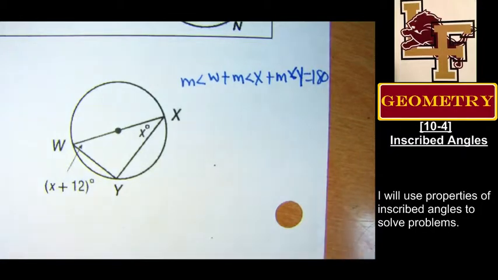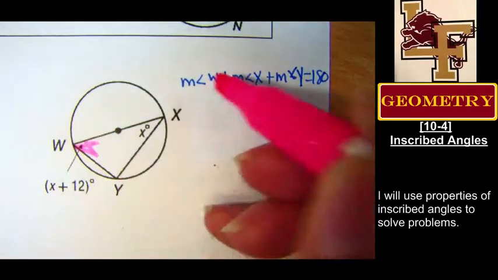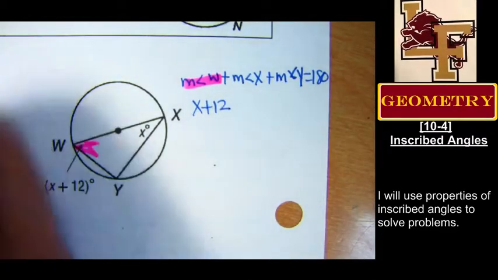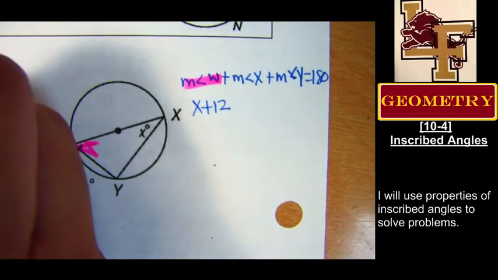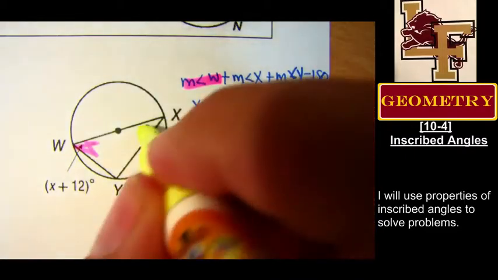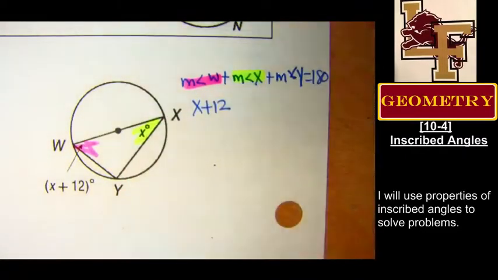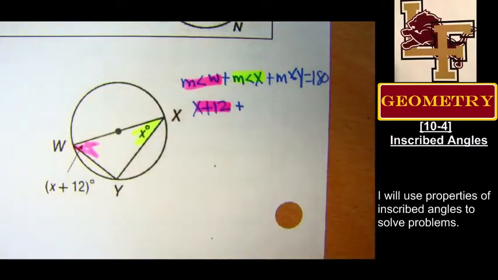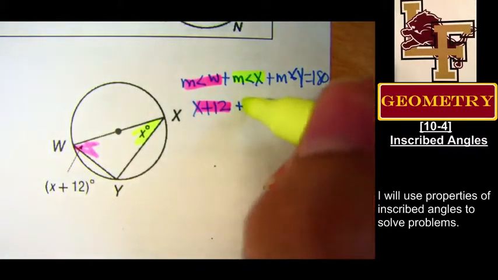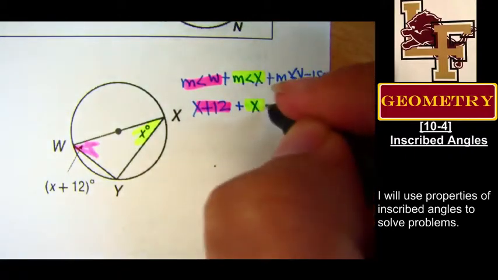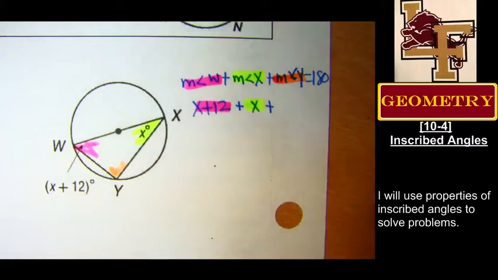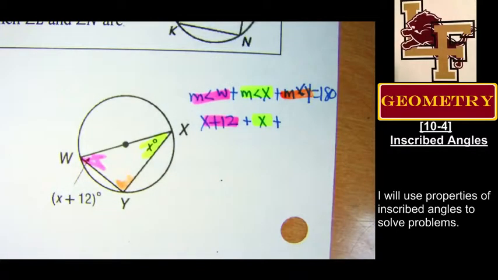What information do we have about the measure of angle W? It's x plus 12. What is the information we have on the measure of angle X? X. What information do we have on the measure of angle Y? Nothing, so we've got to go figure it out.